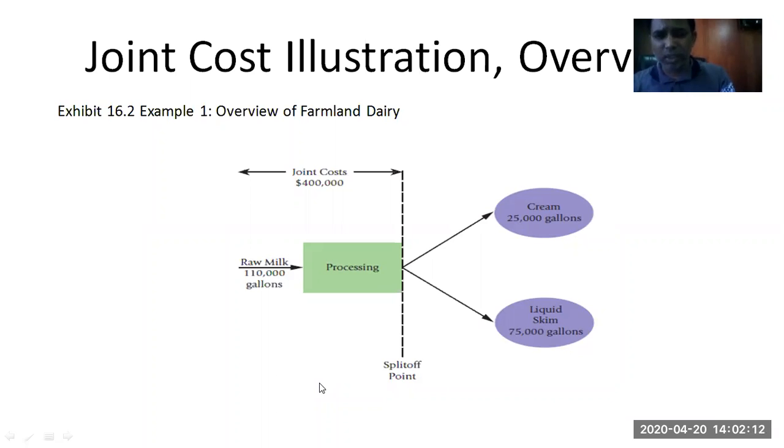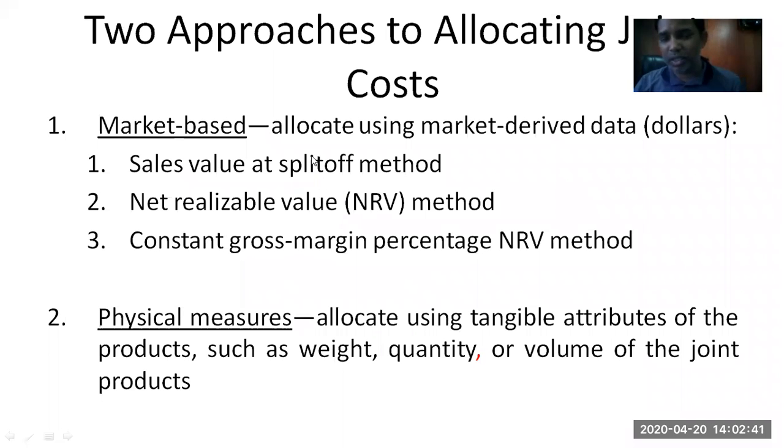So this is the split off point from where the raw milk gets converted, one into cream and another into liquid skim milk. Out of this 1,10,000 gallons, you can see 25,000 gallons of cream has been produced and 75,000 gallons of liquid skim milk is produced. Joint cost is 4 lakh. So this 4 lakh is to be allocated to cream as well as to the liquid skim. This 4 lakh will be allocated on the basis of the methods discussed earlier: sales value split off, NRV, and constant gross margin NRV method.